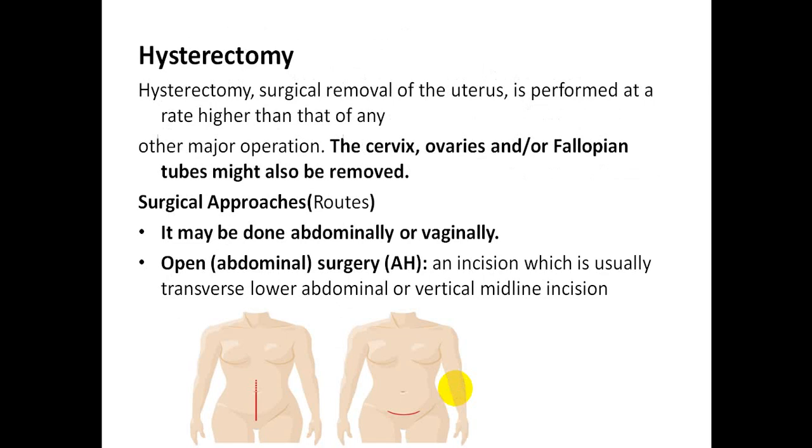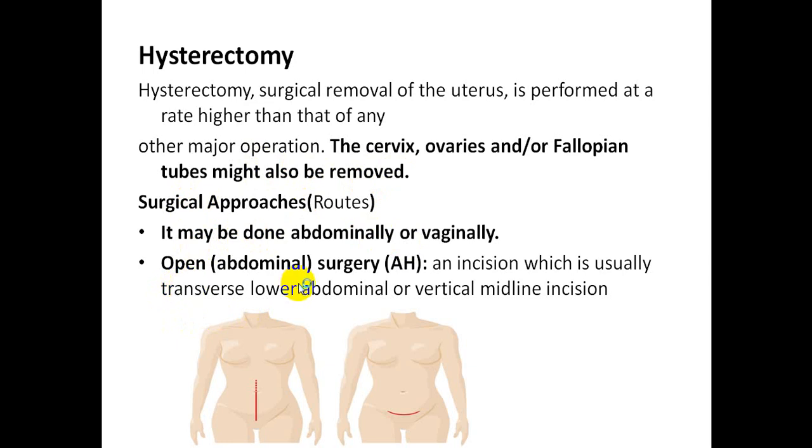Another aspect of gynecological surgery, hysterectomy. It is common in postmenopausal women and in abnormal uterine bleeding. Hysterectomy, surgical removal of the uterus, is performed at a rate higher than that of any other major operation. The cervix, ovary, and/or ovarian tube may also be removed. Surgical approach is either abdominal or vaginal.